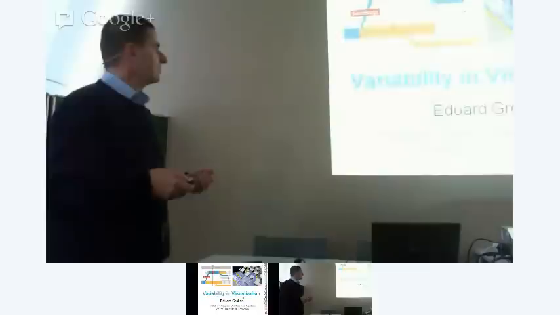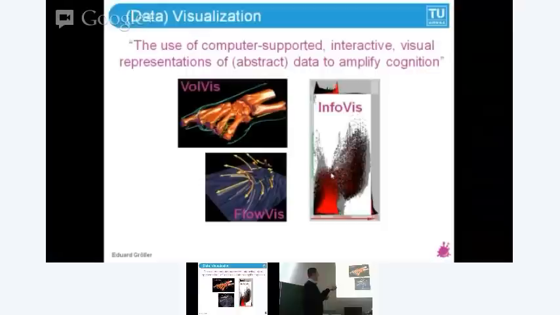Visualization is basically the use of computer-supported interactive visual representations, maybe of abstract data, to amplify cognition. So in that sense, it is about computer graphics, and visual representations are involved, but the goal is not to have, let's say, a photorealistic representation of a scene or of an object. You have a lot of data, you would like to understand this data. That's the goal of your representations.